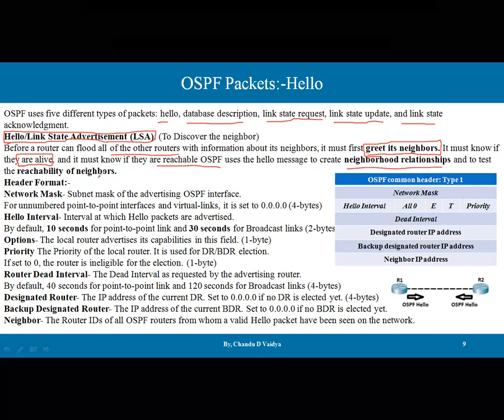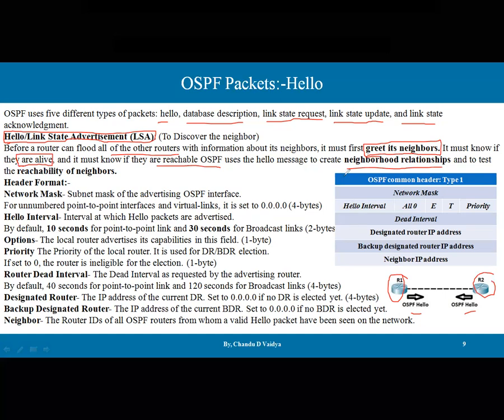So ultimately, we can say the hello packet is used for the discovery of neighbors. They greet the neighbors and check whether they are live or not. If they are live, it builds the neighborhood relationship, and again checks whether the neighbor is reachable or not. In the diagram, guys, I have shown router 1 and router 2. Router 1 and router 2 send hello packets to each other. First R1 will send, then R2 will send. Only if both exchange the hello packets is the neighborhood relationship maintained.